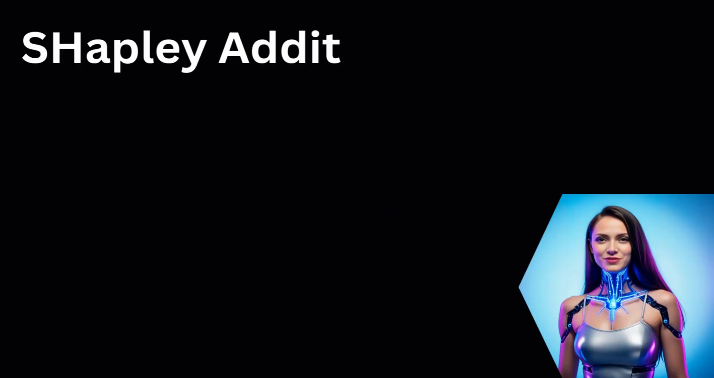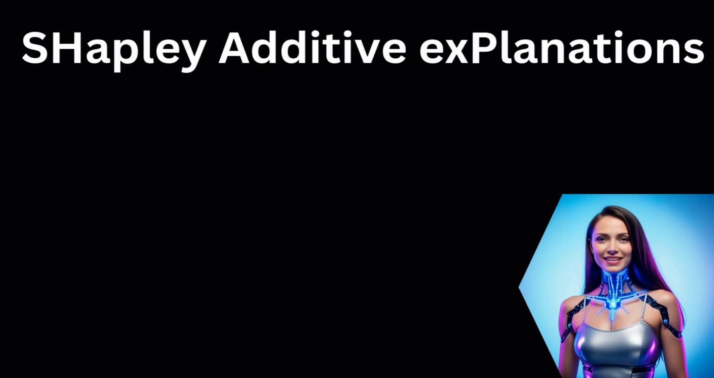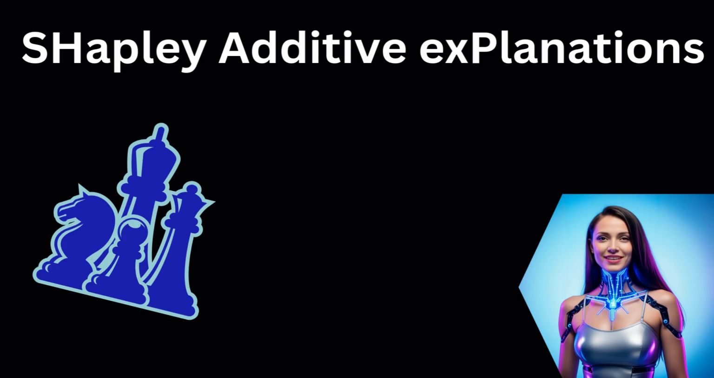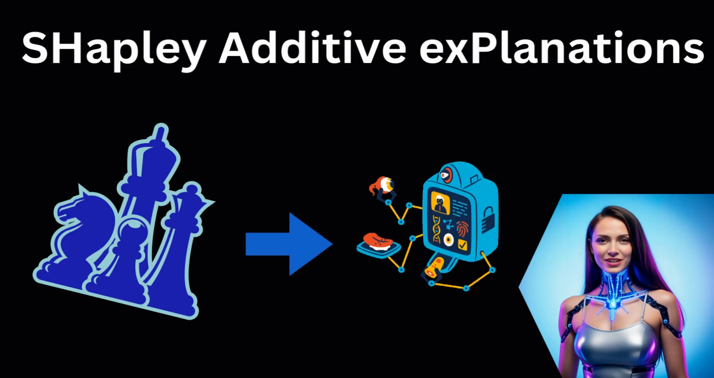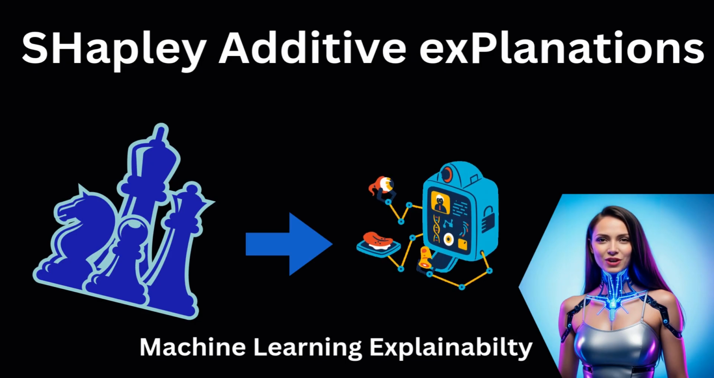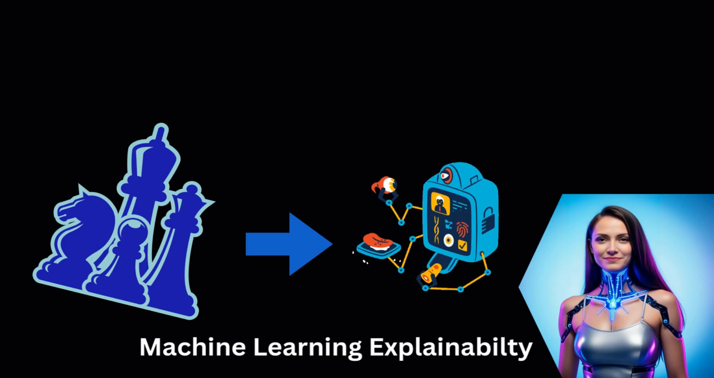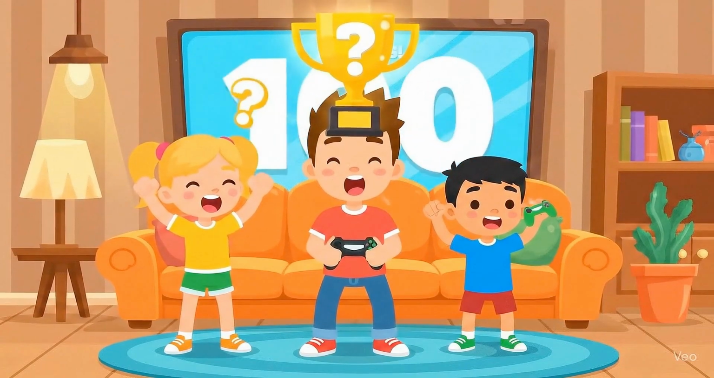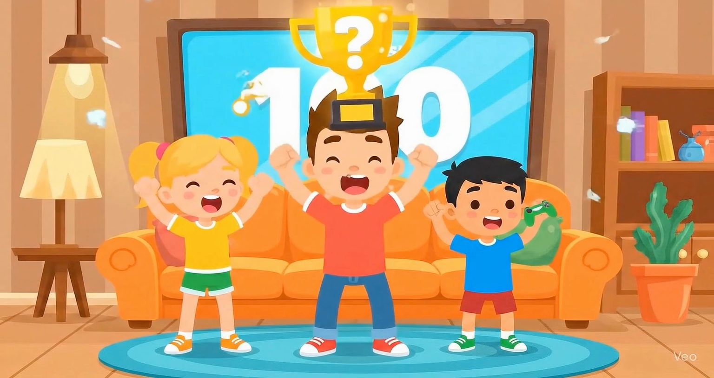SHAP, which stands for SHapley Additive Explanations, is a groundbreaking approach from game theory that helps us understand the output of any machine learning model. It connects what we want, a fair explanation, with a solid mathematical foundation. So how does it work? Let us use an analogy.